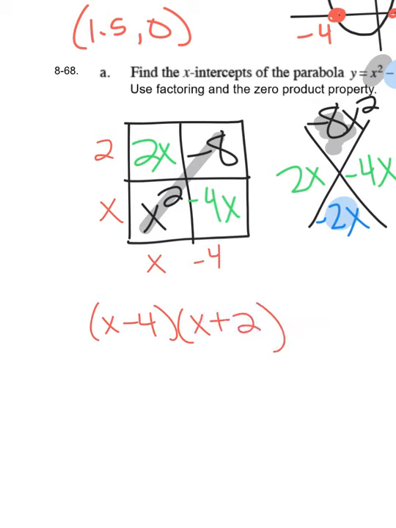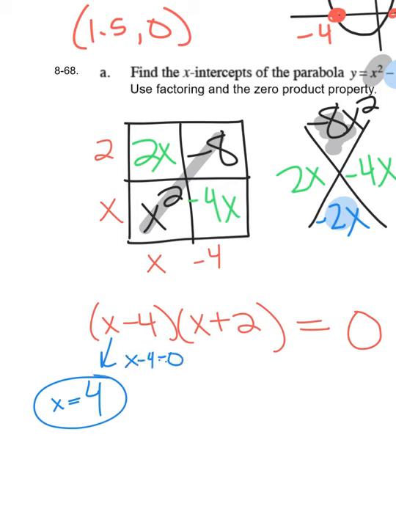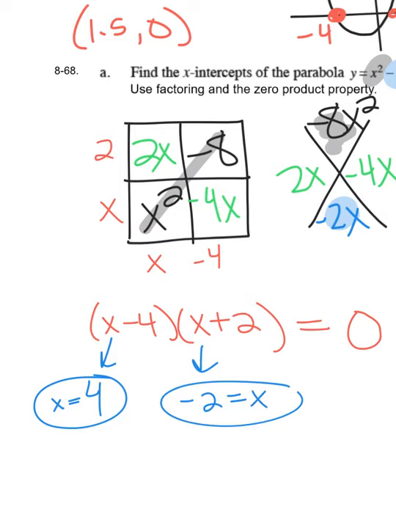But now we're finding x-intercepts, so we're wondering when does it equal 0? And so we're finding those numbers that cause this to be equal to 0. If I had a positive 4, 4 minus 4 is equal to 0. If you wanted to show the work, you can just write x minus 4 equals 0 and add 4 on both sides to also get x equals 4. And my other number, negative 2 plus 2 would make 0.